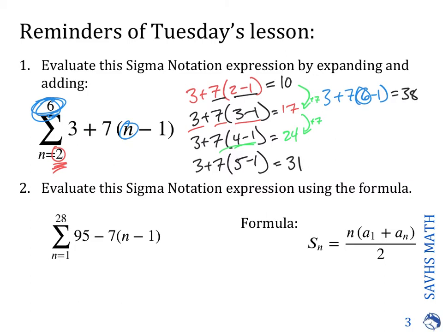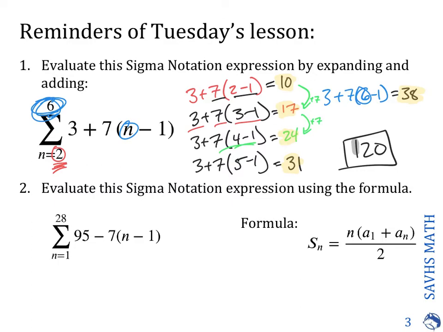Then I need to take all of these and add them together. So you can pull your calculator out and do that. I'm going to do that with my calculator. 10 plus 17 plus 24 plus 31 plus 38. And you get 120. So your answer is 120 here. There it is. Okay.